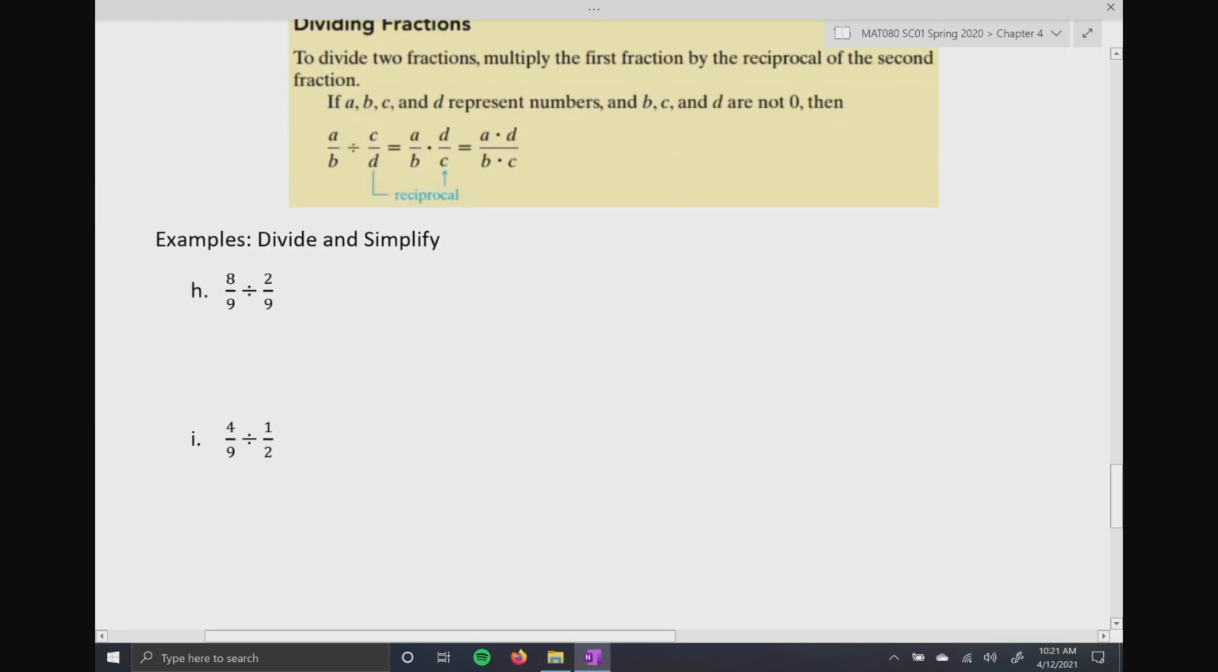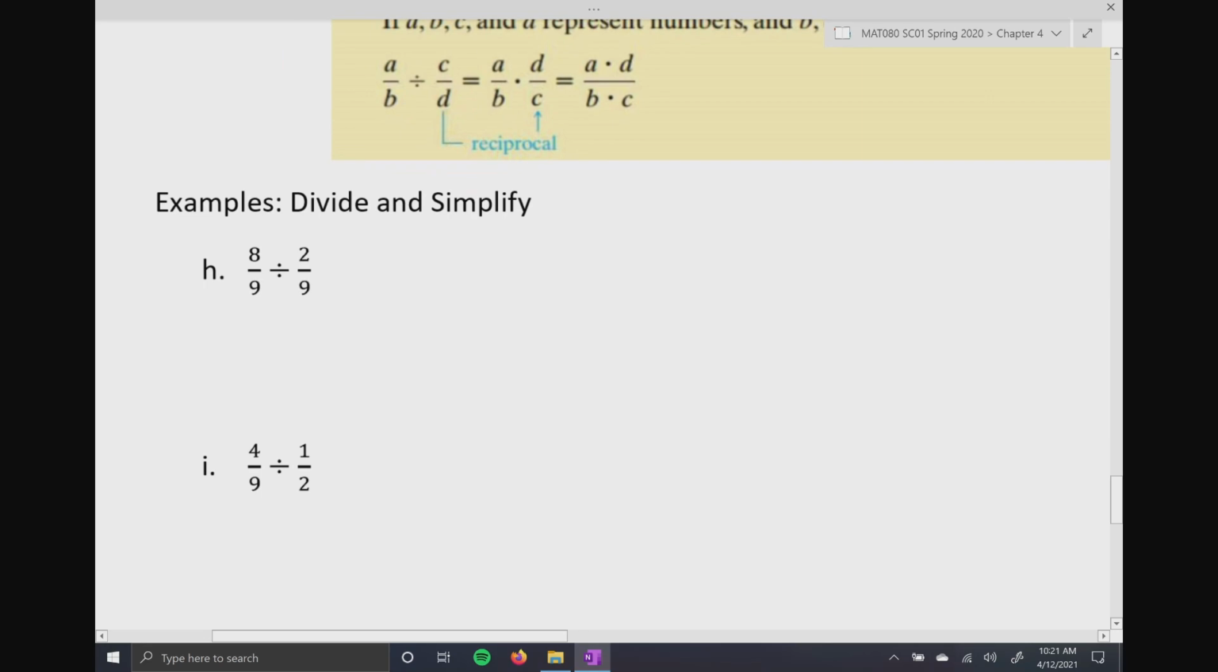Let me show you a picture here. We're going to come all the way down and just do this example right here. I'm just going to show you how to do it. So I have 8 over 9 divided by 2 over 9. Now, technically, this is what it looks like. And please just watch. You don't have to write this down. Just watch.